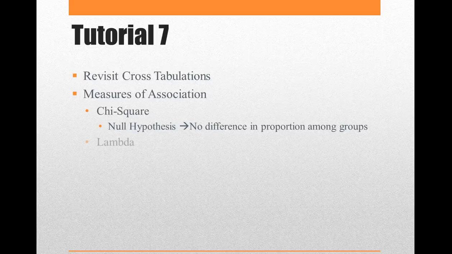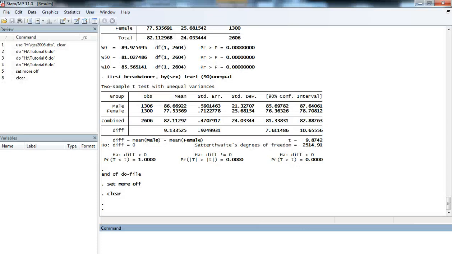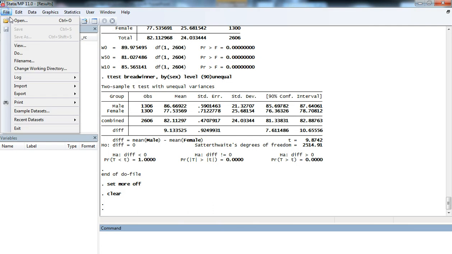We will look at the lambda, which is used when one or both variables in the cross-tabulations are nominal. And then, when both variables are ordinal, we will look at Somers' D. We will also learn about Cramér's V, which is a statistic measuring the strength of association or dependency between two nominal variables. So let us start by analyzing ordinal-level relationships. Let us open the GSS 2006 dataset.